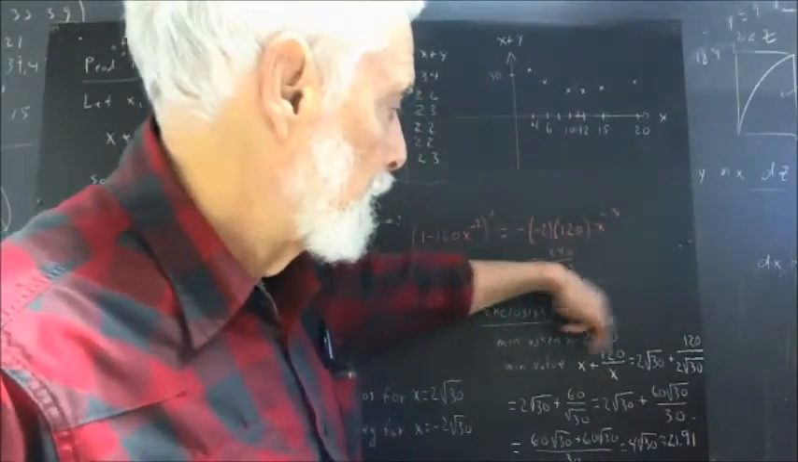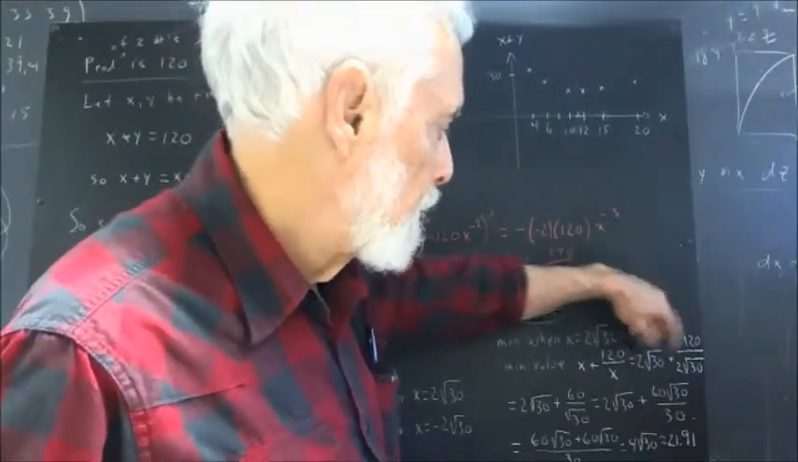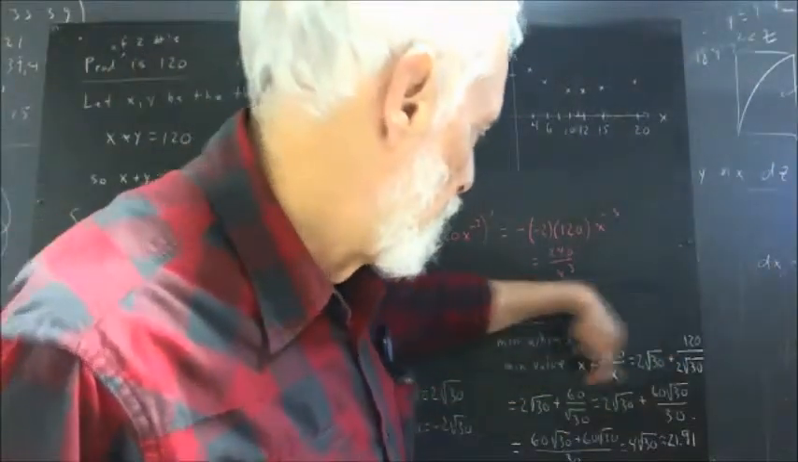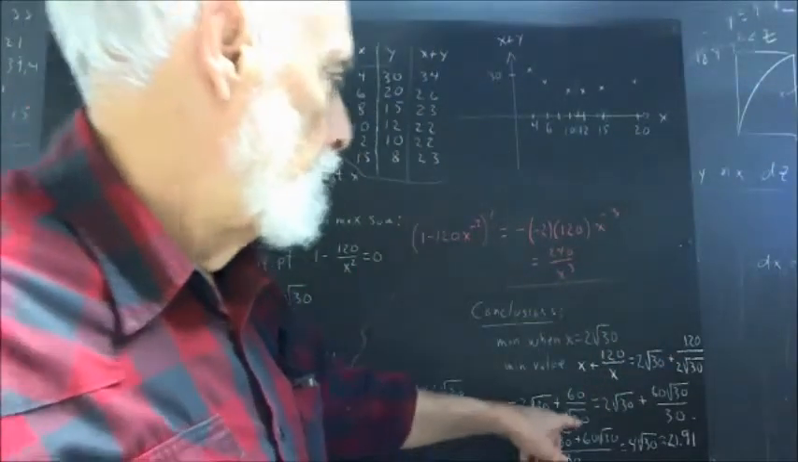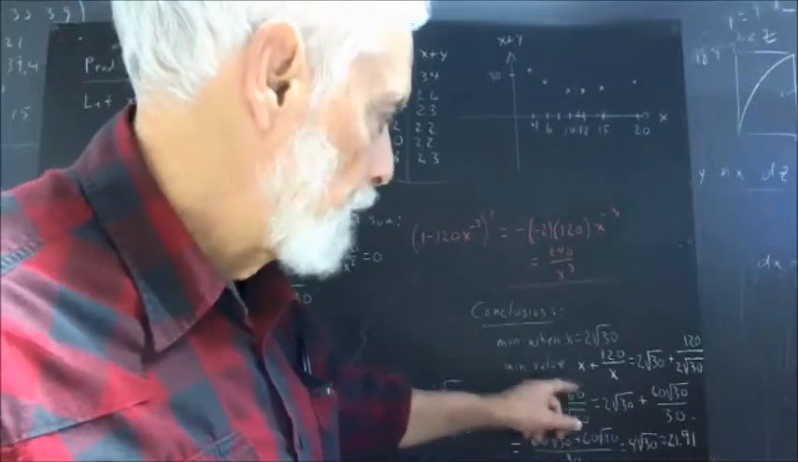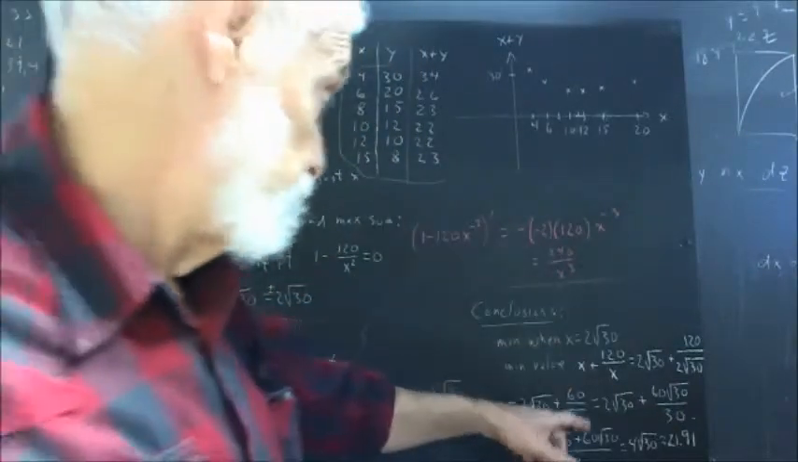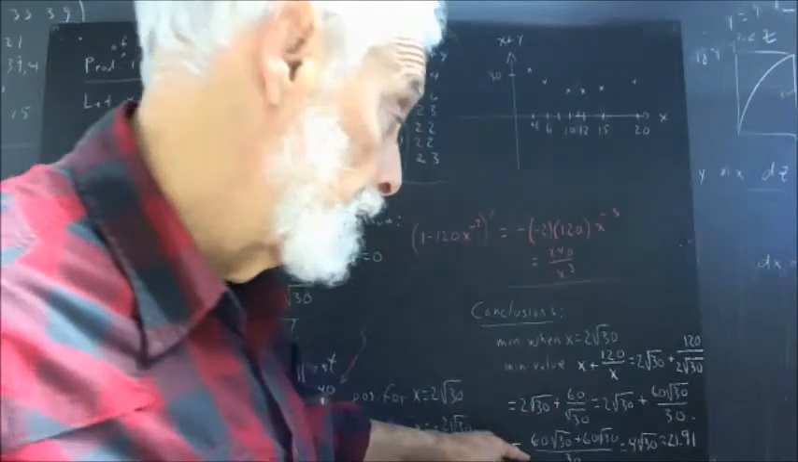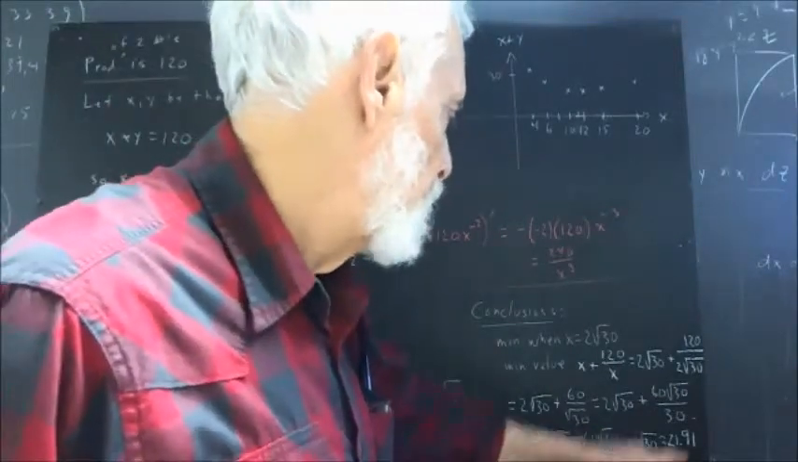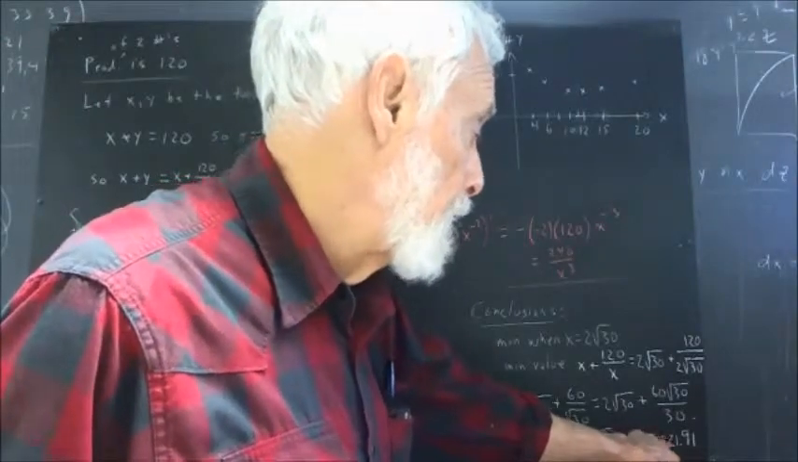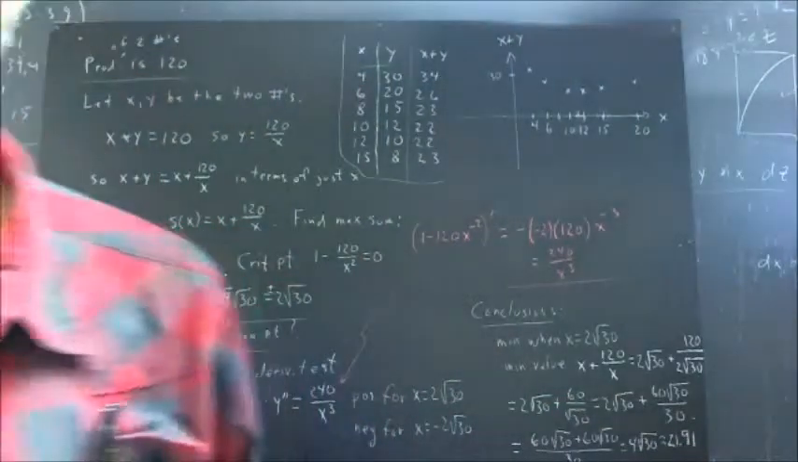X is 2 square root of 30. 120 divided by x is 120 divided by 2 square root of 30. And we do the simplification, and divide the 2 into 120 to get 60. Then multiply numerator and denominator of this fraction by square root of 30 to get a denominator that's a whole number. Then put this all over a common denominator, simplify, and we end up with 4 times the square root of 30 being the minimum, and that's approximately equal to 21.91.